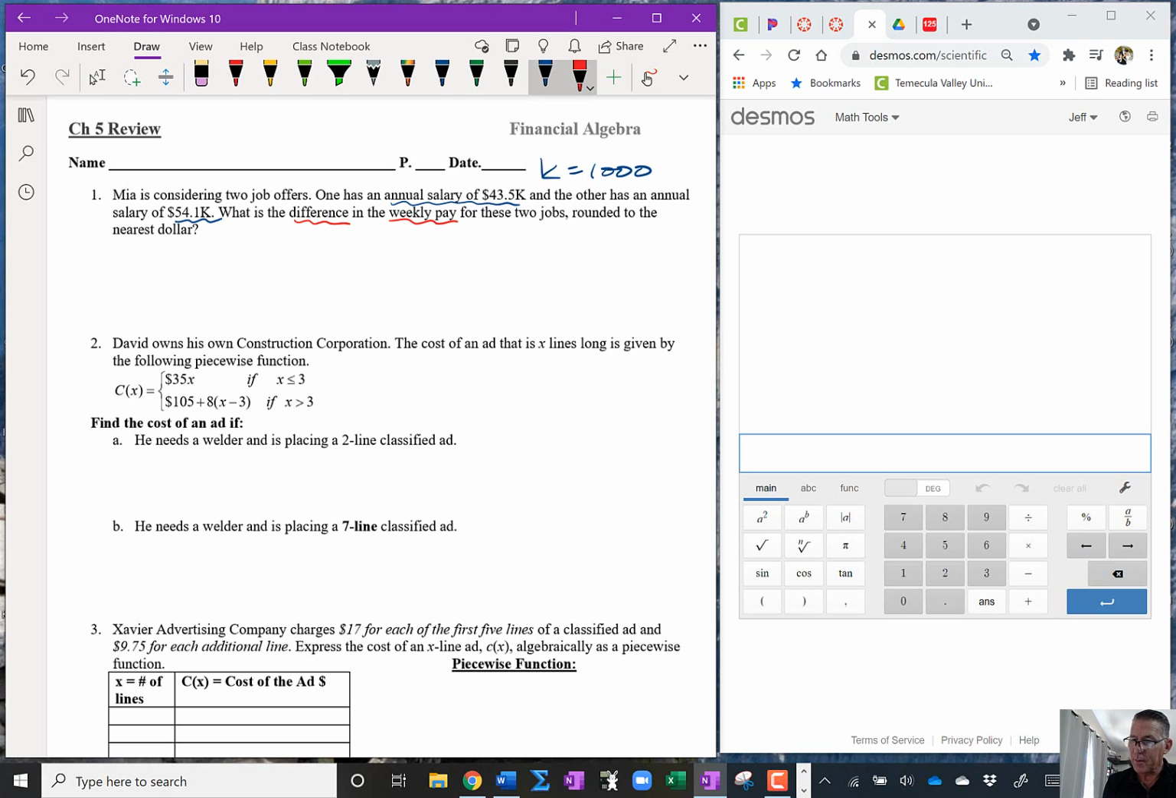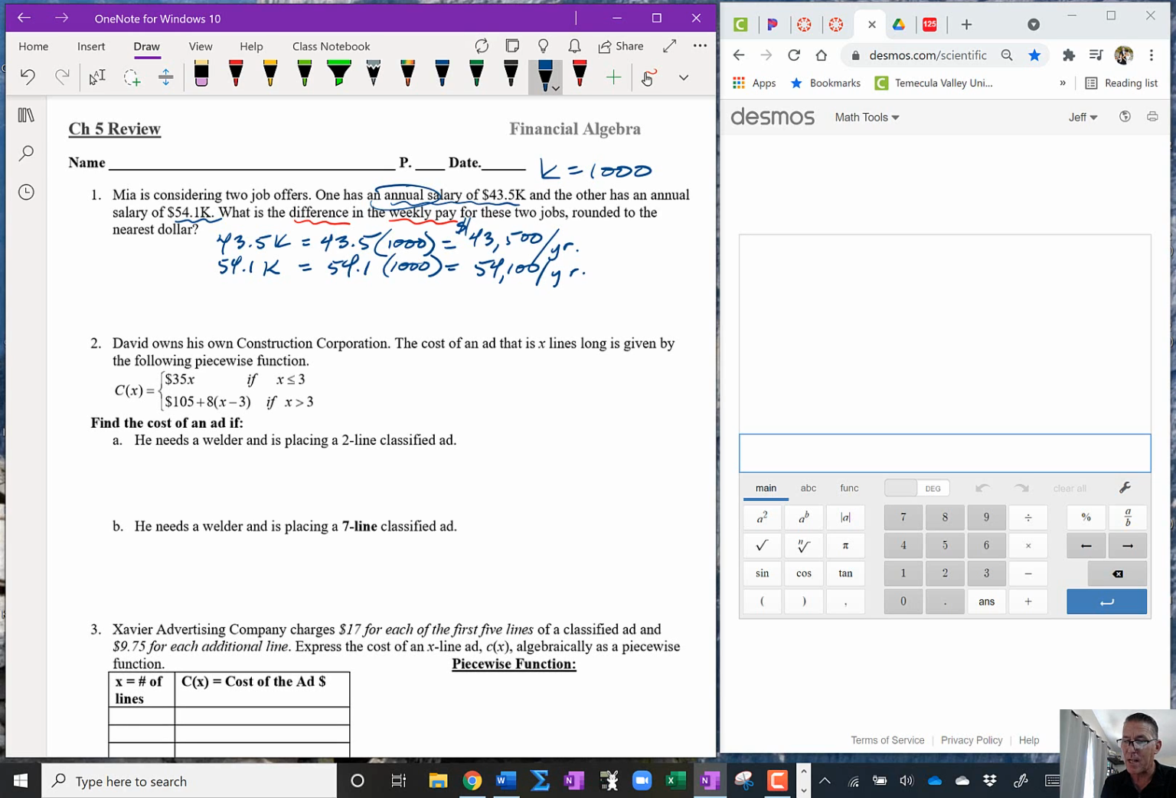We're going to take the first salary, which is 43.5K. So that's 43.5 times 1,000. When you multiply that, you shift the decimal place 3 places, right? And it becomes 43,500. This is per year. Okay, this is annual. Annual means per year. The other one is 54.1K, and that's 54.1 times 1,000. So you simply shift the decimal place 3 places, right? And you get 54,100 per year.